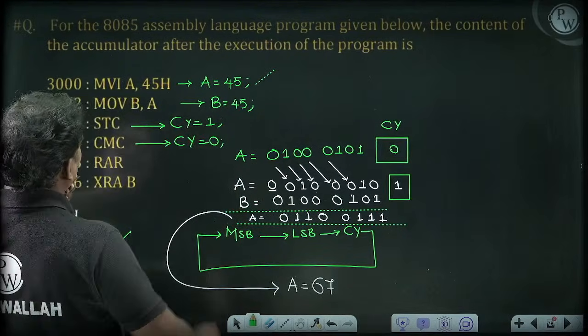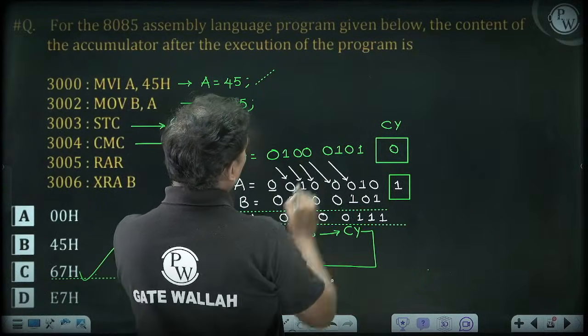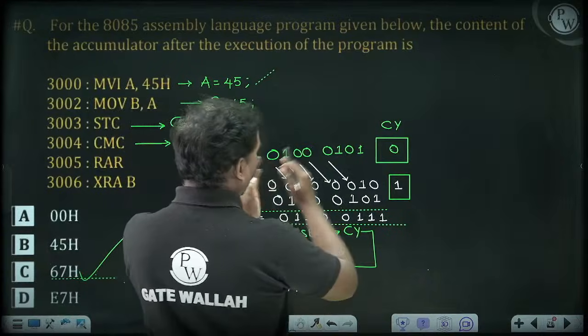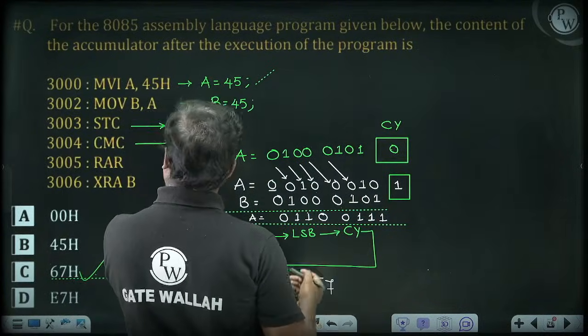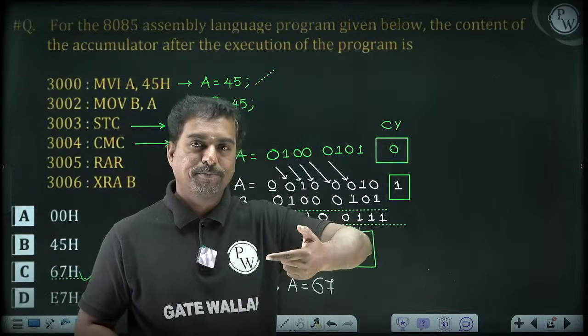STC means carry flag is 1. CMC means carry flag is 0. So accumulator I am taking as 45: 0 1 0 0 0 1 0 1. So you have to rotate to the right. Carry flag is equal to 0. So in the instruction carry flag is not there means you have to include the carry in the rotation.